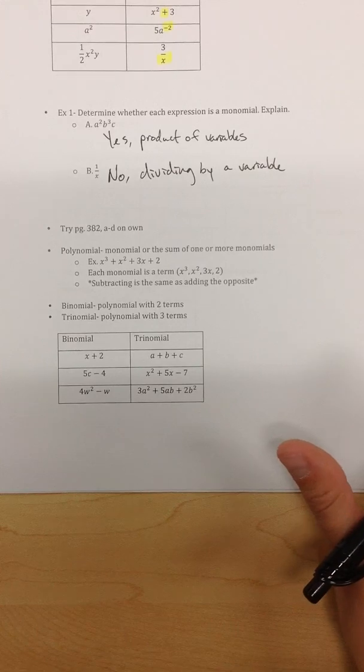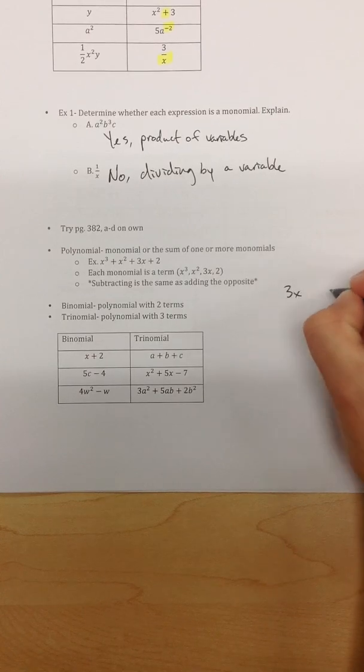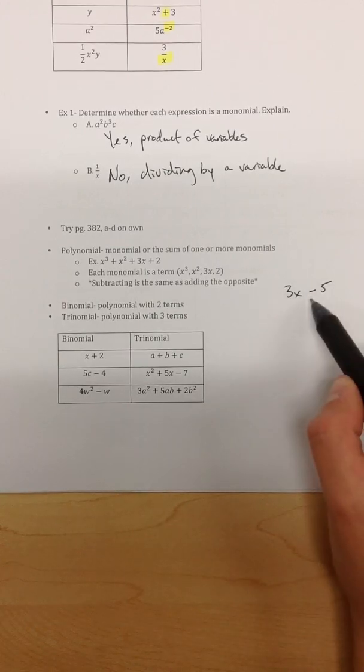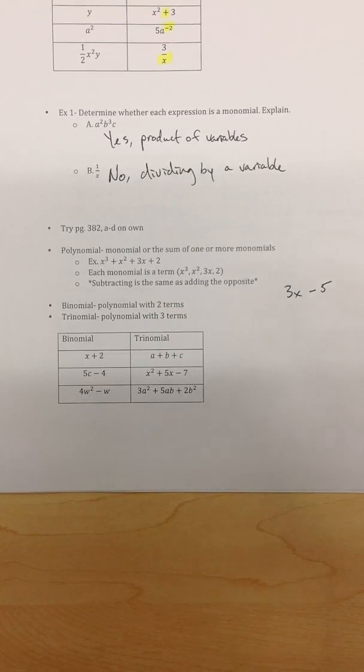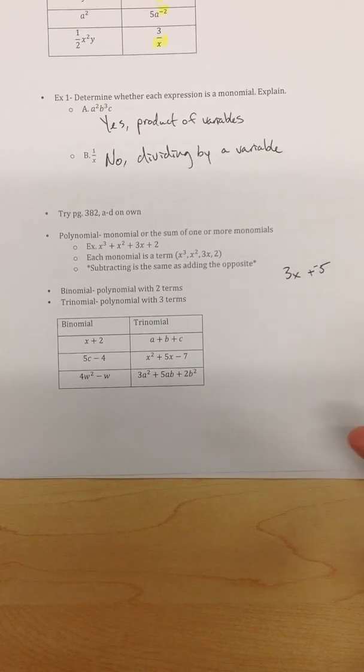We can also have subtraction with these because subtraction is the same thing as adding the opposite. So if we had something like 3x minus 5, that would still be considered a polynomial even though it has a subtraction there, because this is the same as adding a -5. Okay?